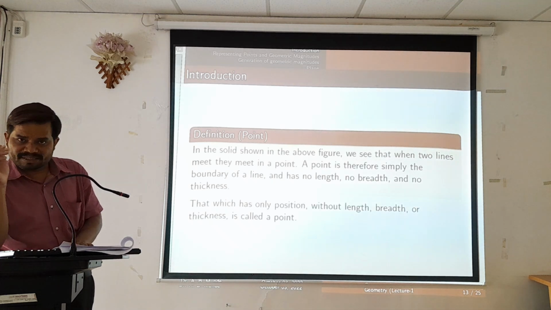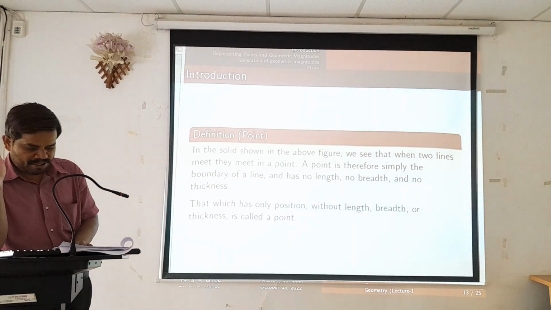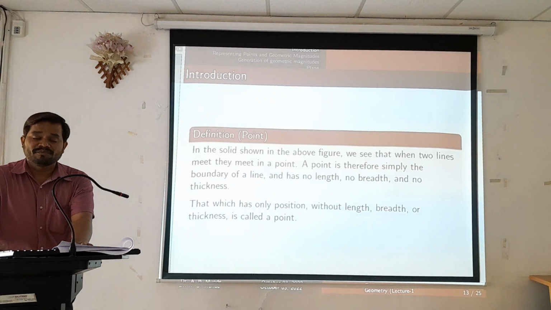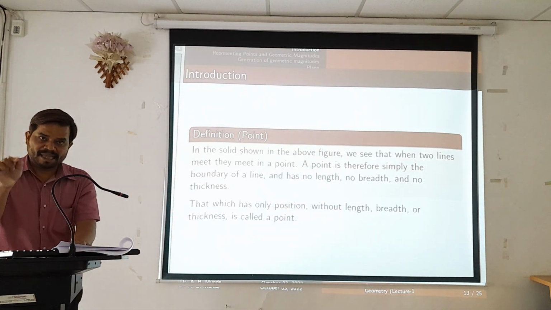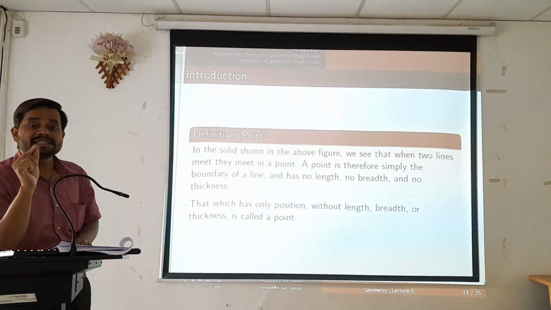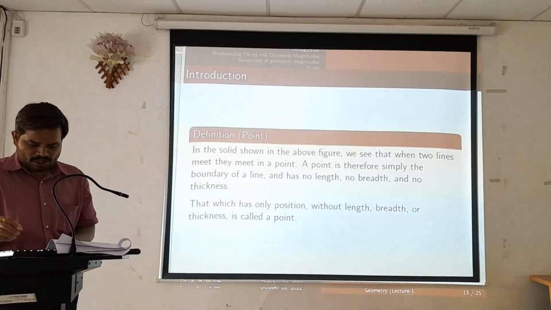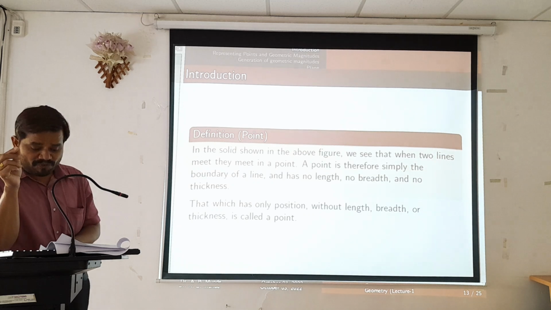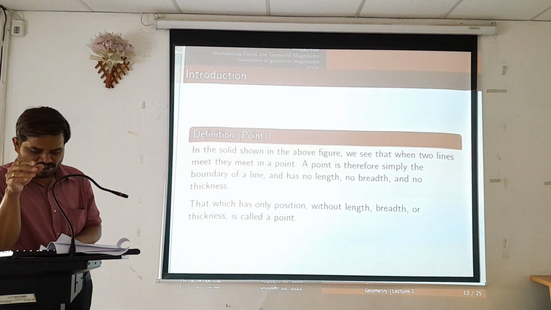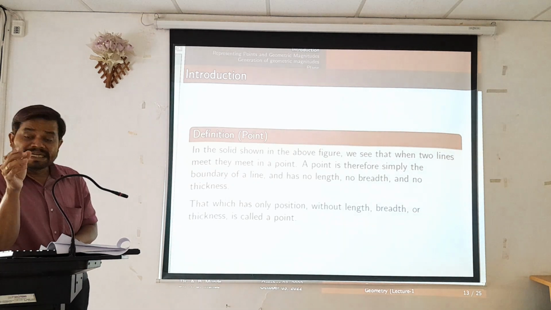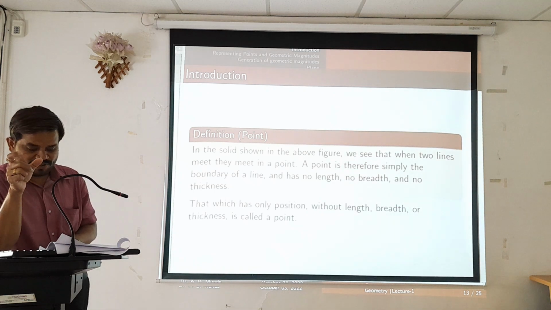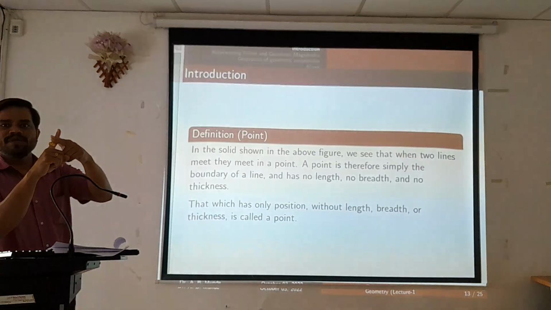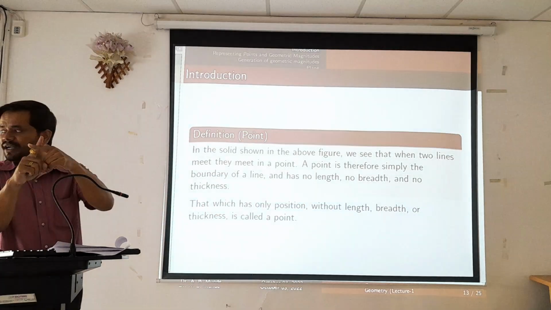I think, do you understand what we mean by a point? So that is only a position without length, breadth and thickness is called a point. So if you think of the extremity of a line as a point, we may also think of the intersection of two lines as a point. म्हणजे दोन लाईन्स जर इंटरसेक्ट झाल्या तर जो इंटरसेक्शनचा पॉइंट असतो that is called a point.